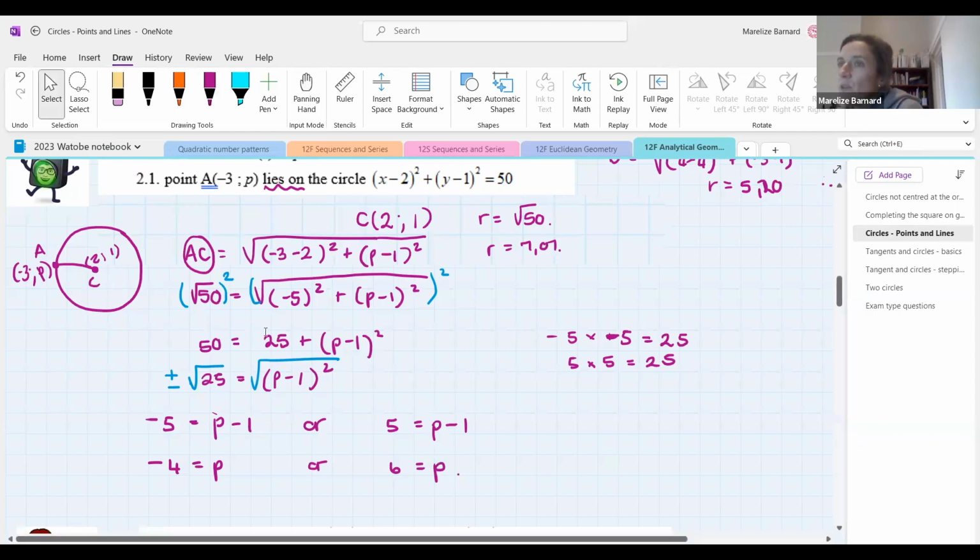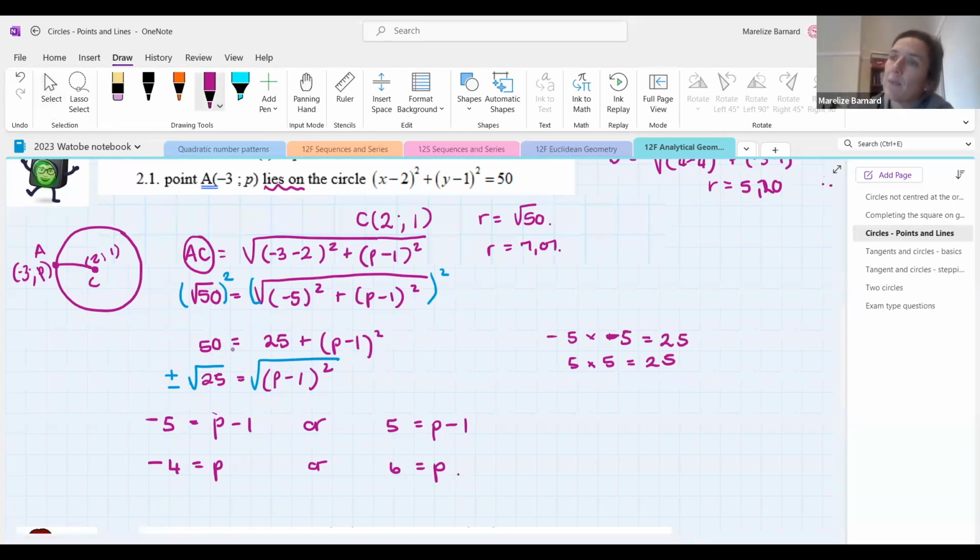Where did the 50 go? We squared it. Oh, here in this step, we subtracted 25 on both sides. Yeah, go for it, please. Ask a question. You can raise your hand.